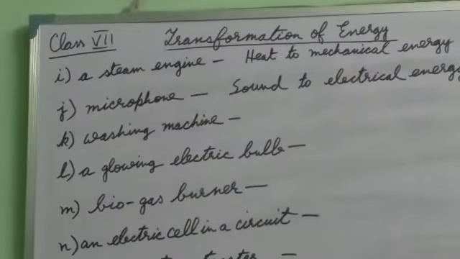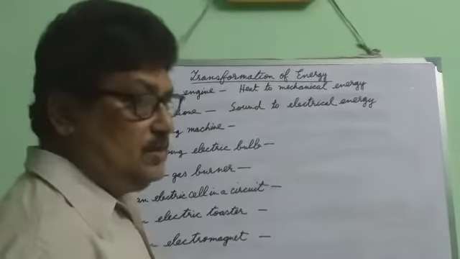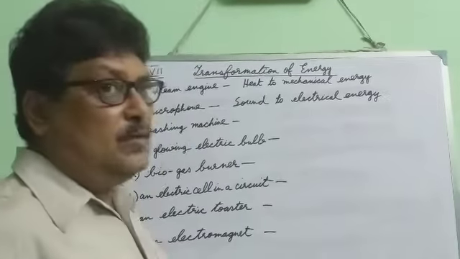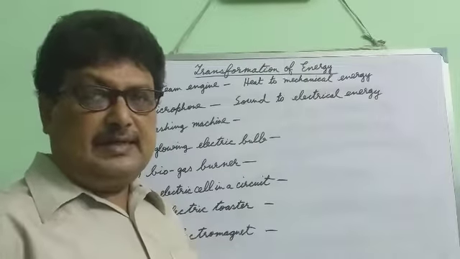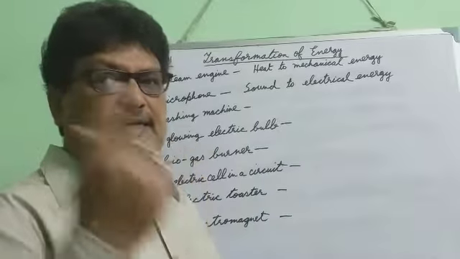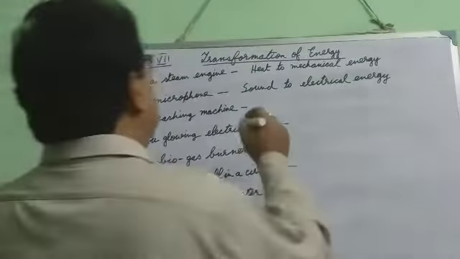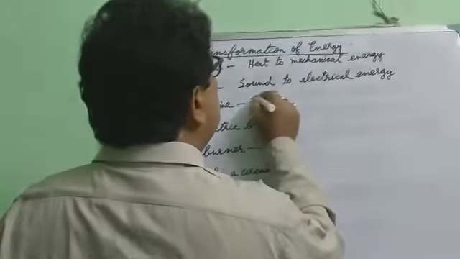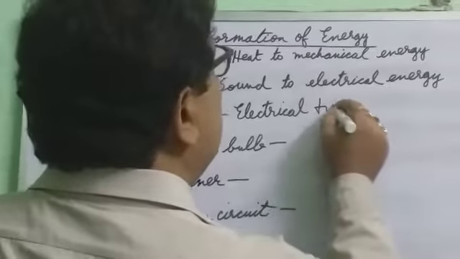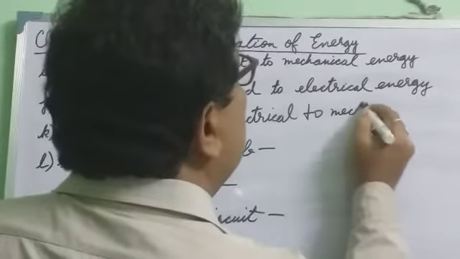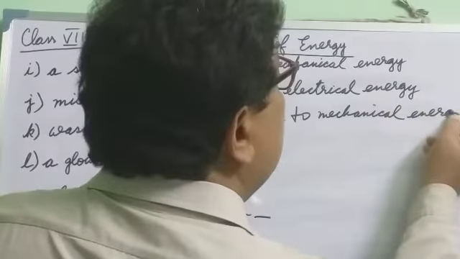Next we have washing machine. What we do in the washing machine? We wash clothes. So how is the machine working? It is drawing current from the plug. So it is converting electrical energy into, the machine is working means, into mechanical energy. So it is electrical energy to mechanical energy.